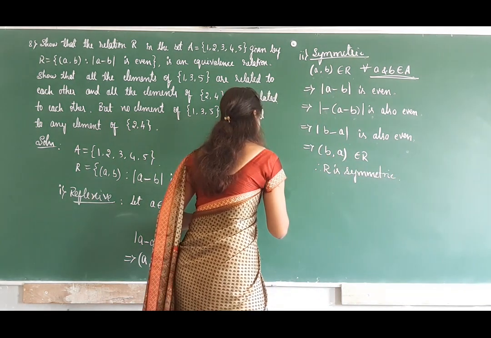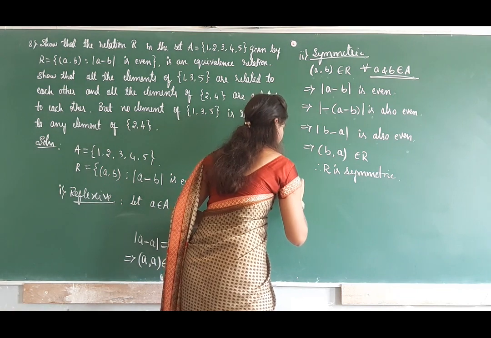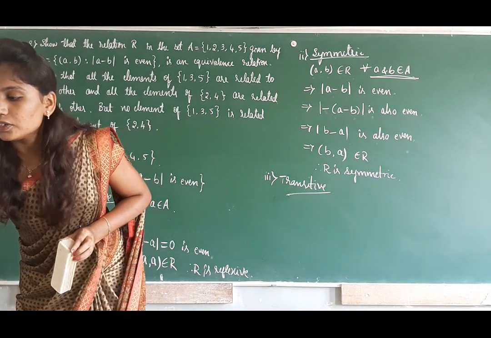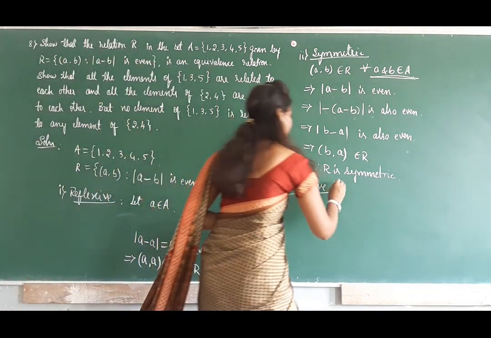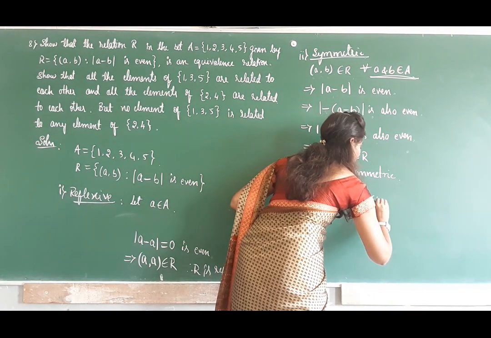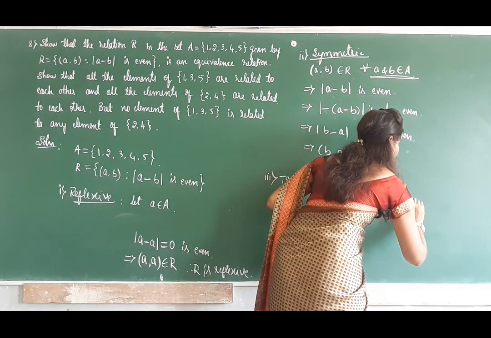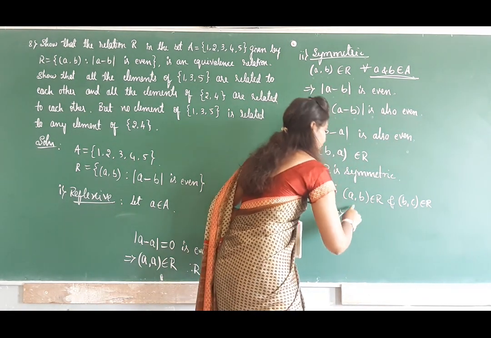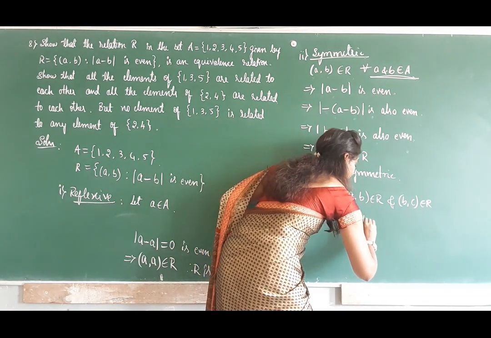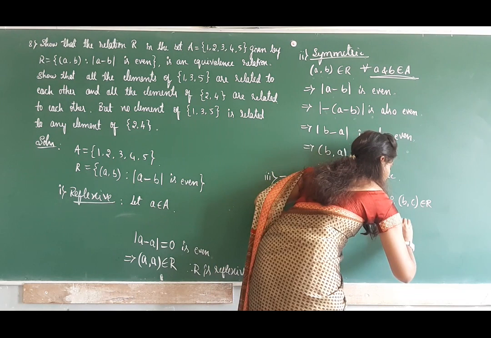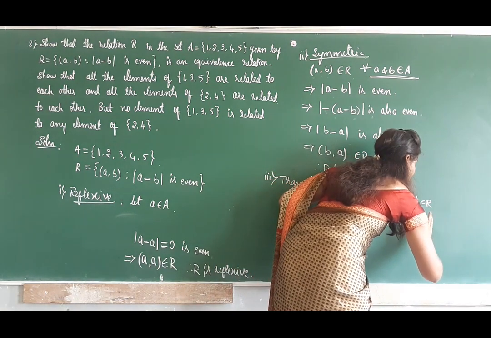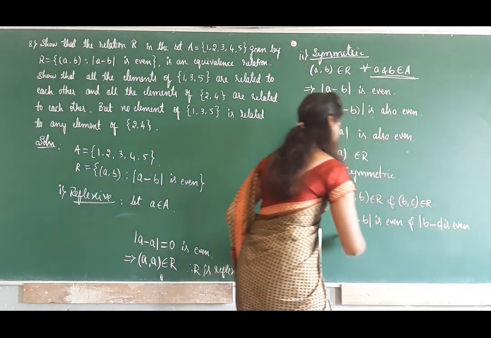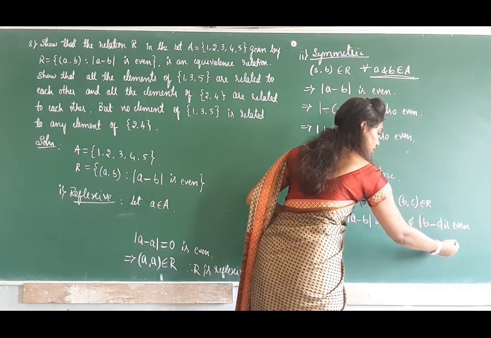And the third one is transitive. First we have to take two ordered pairs. Ordered pair ab belongs to R and bc belongs to R. This implies ab belongs to R means modulus of a minus b is even. bc belongs to R means modulus of b minus c is even.